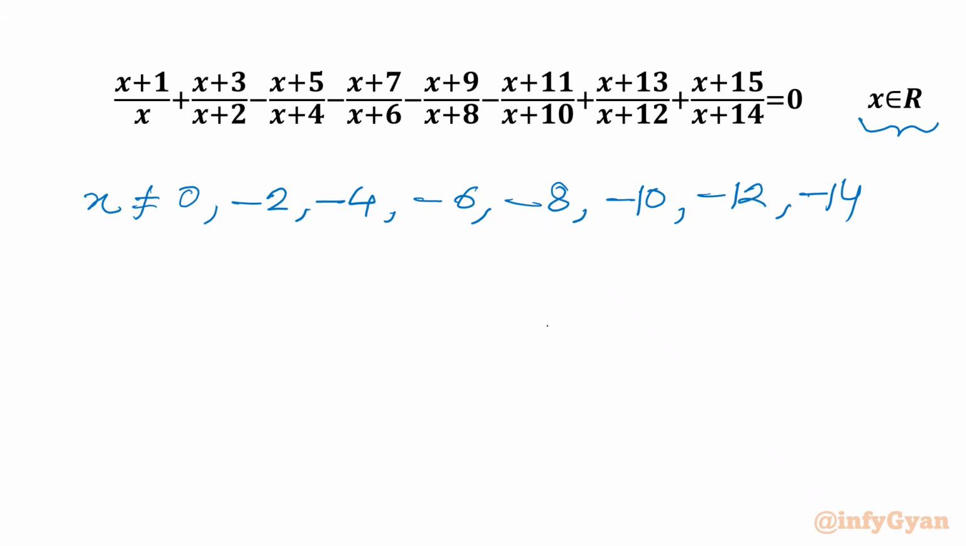We have numerator over denominator form in the left hand side. If we find the difference between numerator and denominator, x plus 1 minus x is 1, x plus 3 minus x plus 2 is 1, x plus 5 minus x plus 4 is 1. So what we are going to do here, we will subtract 1 here and add plus 1 for the negative terms. Again we have two positive terms, so we will subtract 1. We have added 4 and subtracted 4.